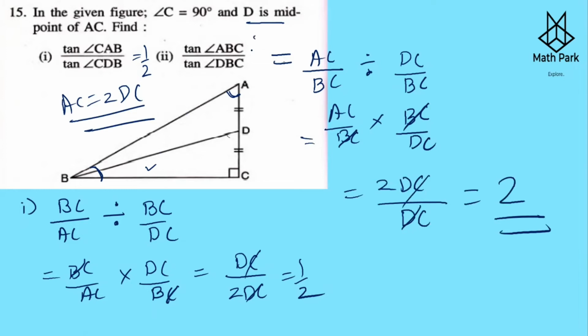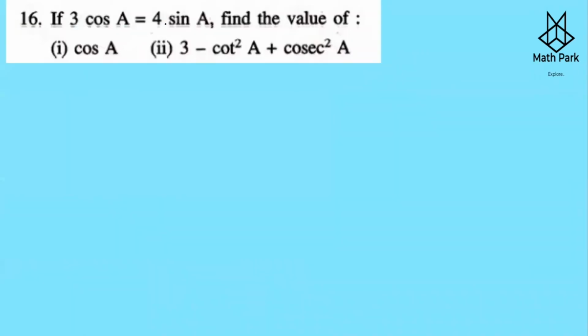So this is 2. If 3 cos A is equal to 4 sin A, find the value of cos A, 3 cot square A plus cosec square A. So 3 cos A equals 4 sin A: this 3 and this 4 we bring here, 3 upon 4 is equal to sin A, and this cos A goes over here, upon cos A. So sin A upon cos A is tan A. So we got tan A as 3 by 4.